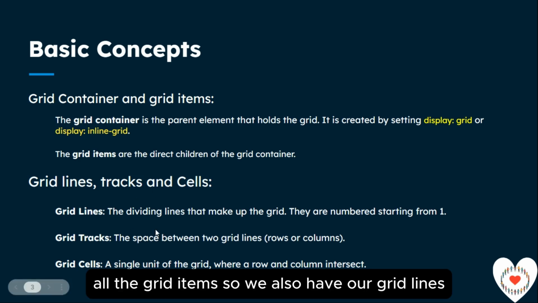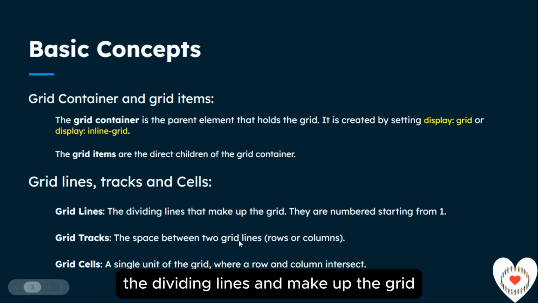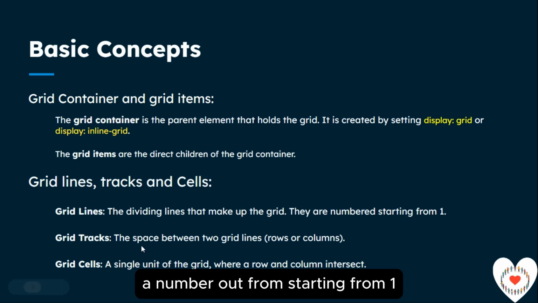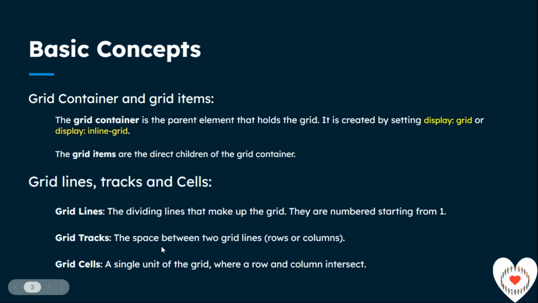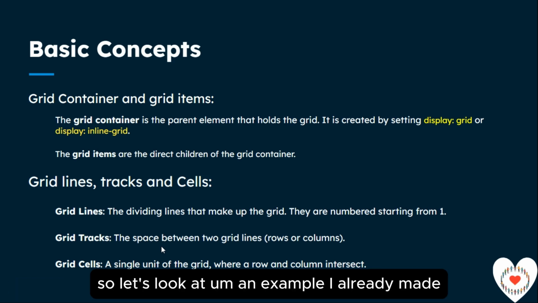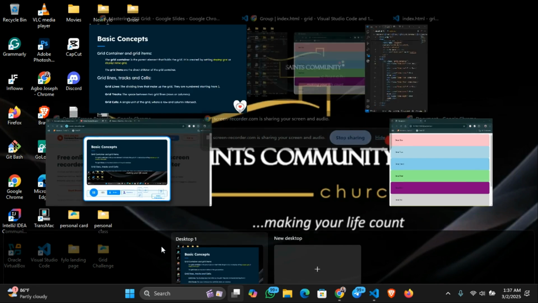So we also have our grid lines, the dividing lines that make up the grid, numbered starting from 1. We also have our grid tracks, the space between two grid lines, the rows and the columns, and then we have our grid cell. So let's look at an example I already made.